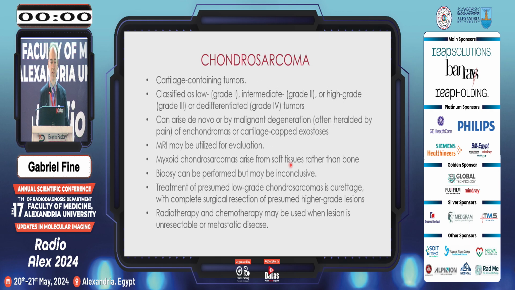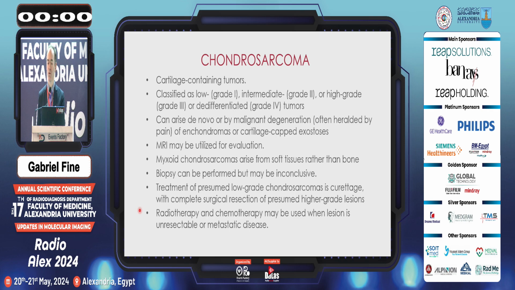Chondrosarcomas are cartilage-containing tumors, classified as low-grade, intermediate, or high-grade, or dedifferentiated. They can arise de novo. MRI can be utilized for evaluation. Myxoid chondrosarcomas arise from soft tissue rather than bone. Biopsy can be performed, but may be inconclusive.